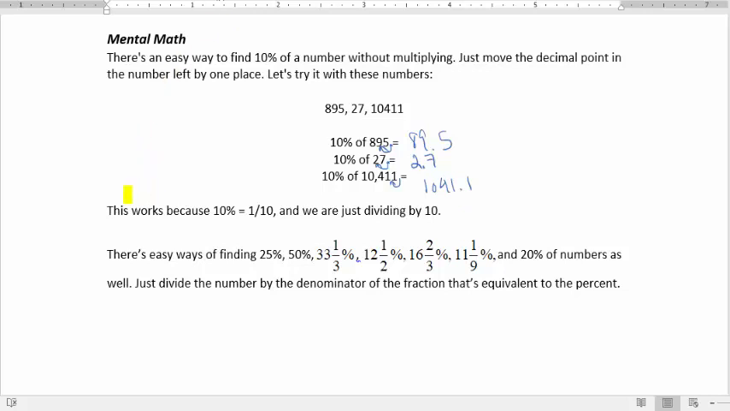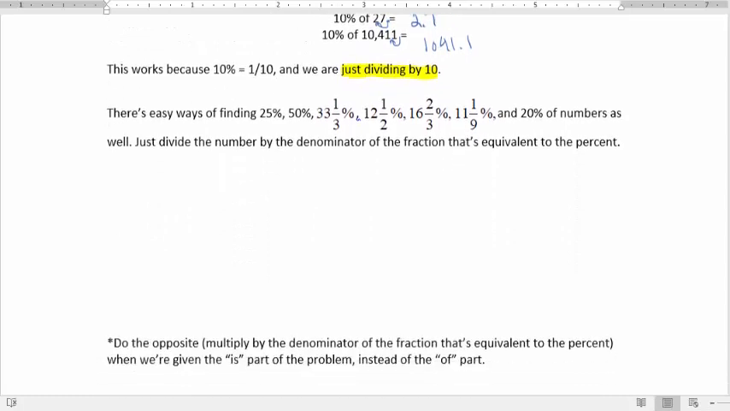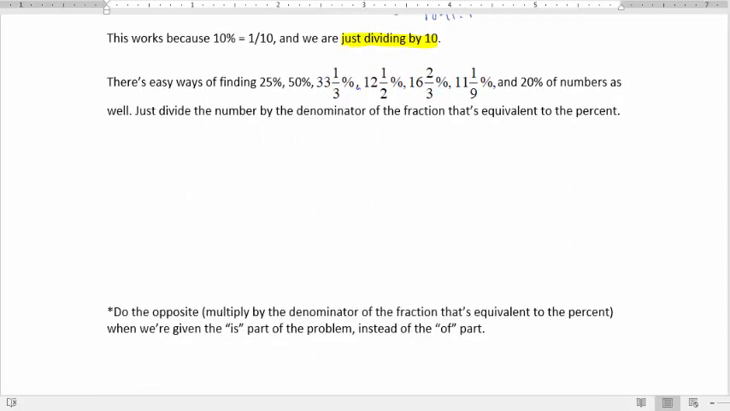It works because 10% is 1/10, so you're really just dividing by 10. And remember when we did the decimal unit, right? We had talked about when you divide by 10, you're just moving the decimal point 1 to the left. Okay, so that's what you're doing when you take 10%. You're just dividing by 10. But in addition to 10%, there's also easy ways to find 25%, 50%, 33 and a third percent, etc. of numbers, right? So just think about it.